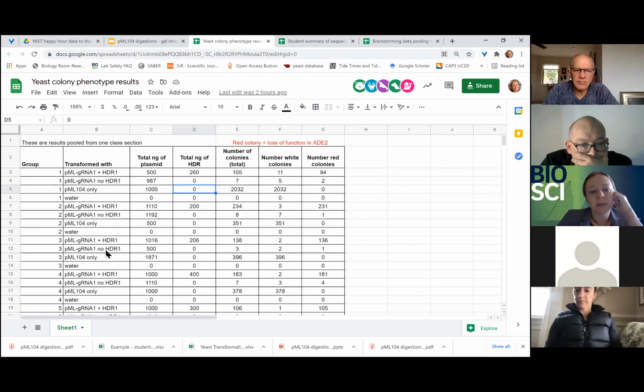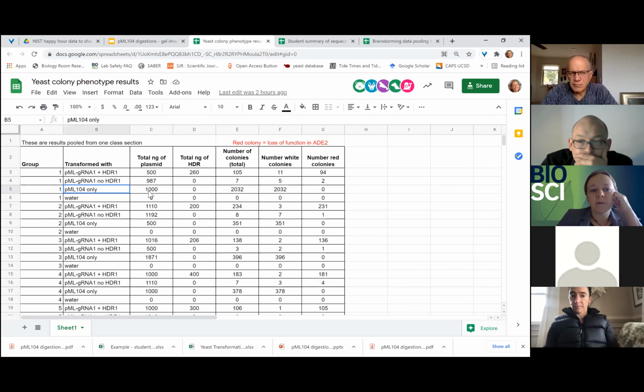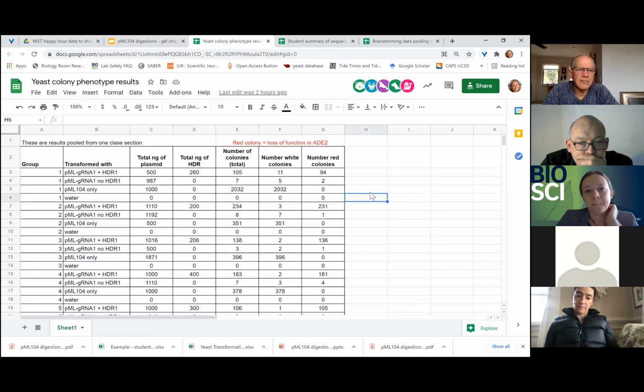So when they're confronted with this, they have to look and decide what is, you know, if these samples labeled PML 104 only are the control samples, how can we see variation from group to group? What are the sources of that? How does it impact how we analyze the rest of the entries?